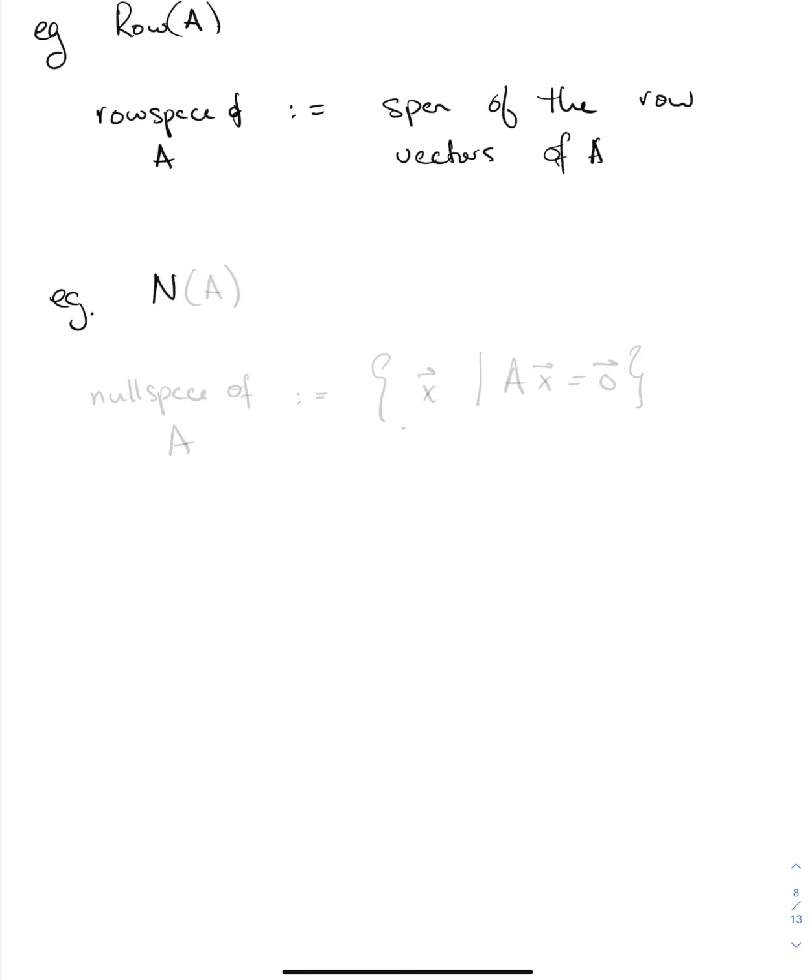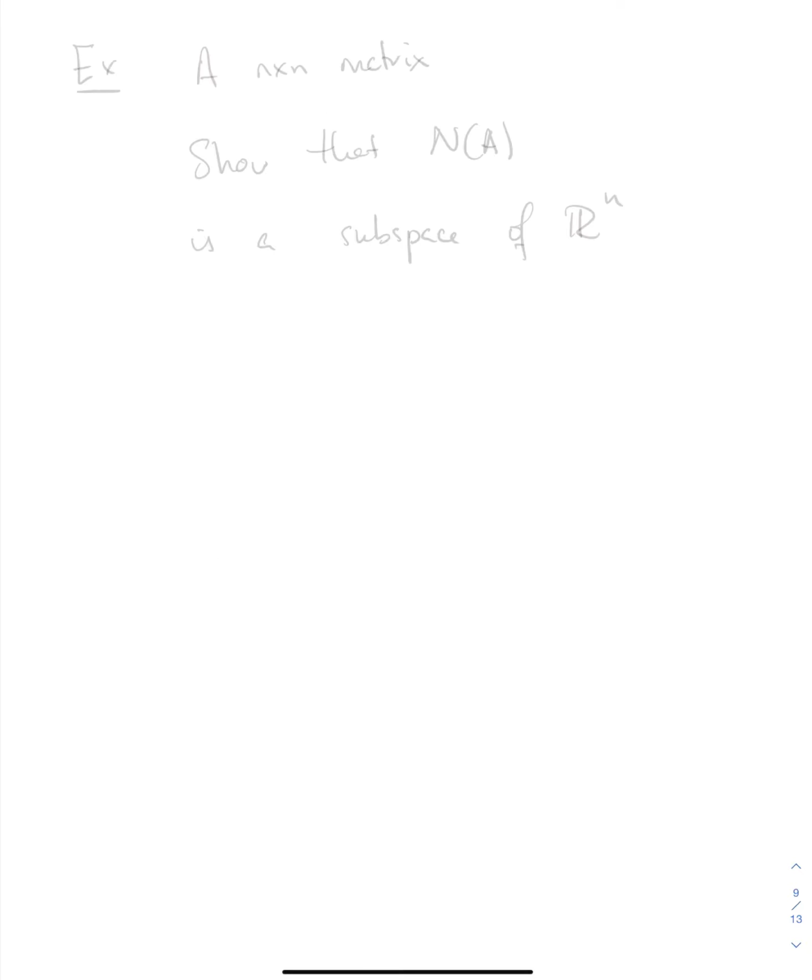There's also, note in notation, N(A). This is the null space of A. This is defined to be vectors x such that Ax is equal to the 0 vector. Here's an exercise for you. Exercise. If A is an n by n matrix, show that N(A) is a subspace of R^n.